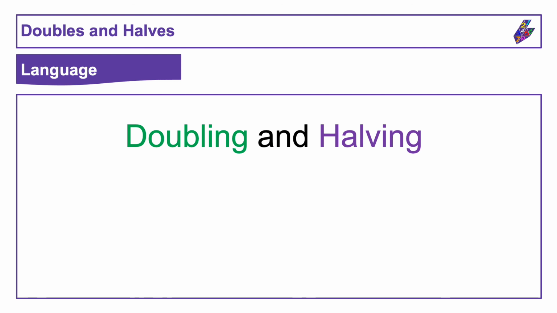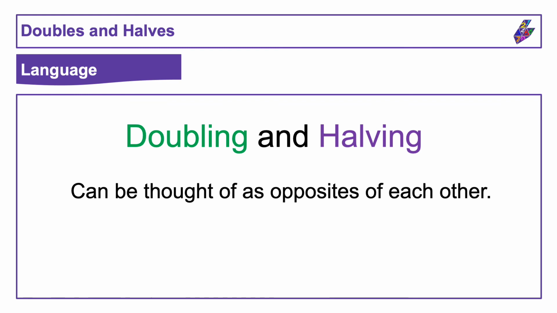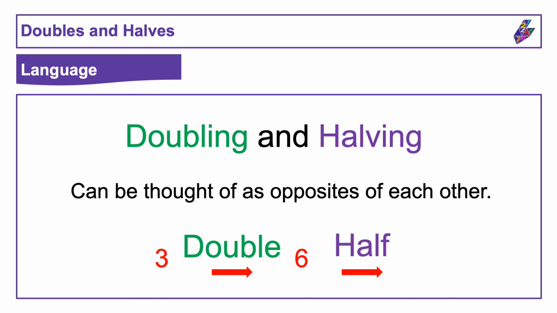You might have noticed that doubling and halving can be thought of as opposites of each other, or that one undoes the other. For example, if I have 3 and I double it, I get 6. Then if I take 1/2 of 6, I get back to 3 again.